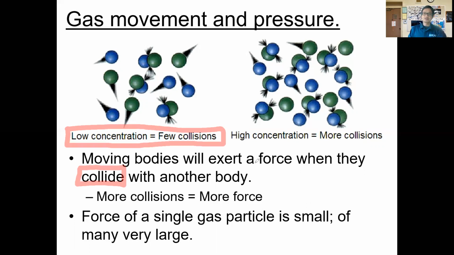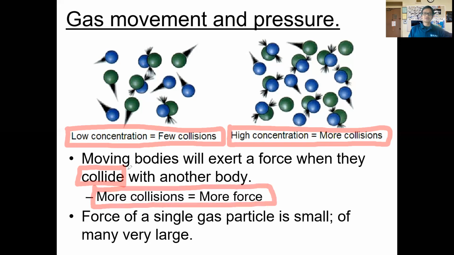And so with fewer collisions, you're going to have less force exerted by the gas. And if you have a high amount, a lot of gas particles, you can have more collisions. Make sure you understand this: more collisions when it comes to gas particles will mean more force. So if you have low concentrations, a small amount of gas particles, you have fewer collisions. You have a lot of gas particles, you can have more collisions. Keep this in mind because we're going to get back to this relationship in just a moment.